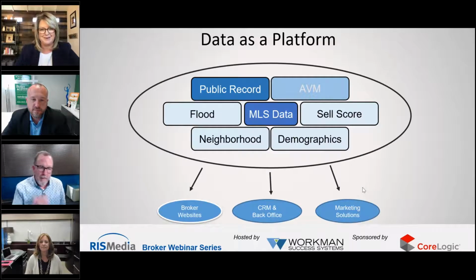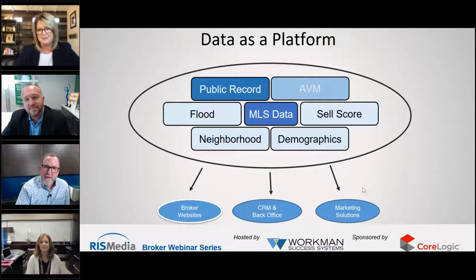Love to get started here. Yeah, I think this is a really good example of the various data types that get consumed by brokerages overall, but I appreciate the opportunity to be here.